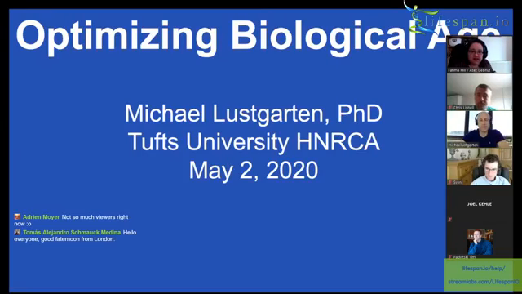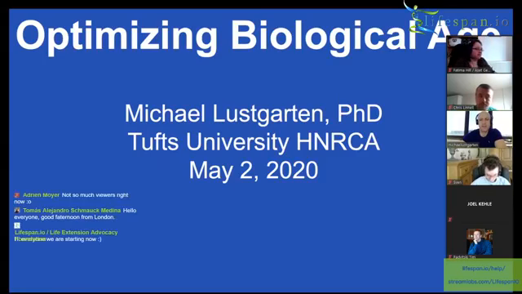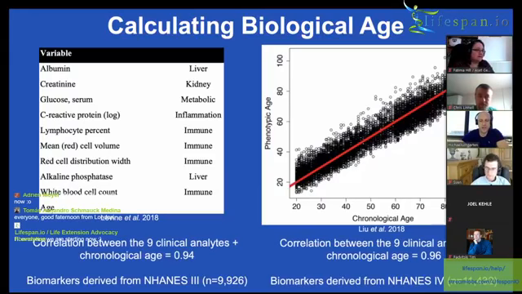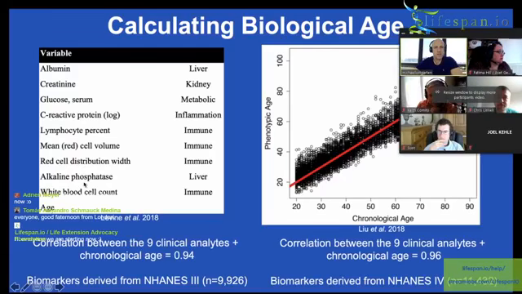I'm a scientist at Tufts University, and today we're going to talk about optimizing biological age. The biological age calculator that I'm going to talk about today is Levine's phenotypic age, and what that comprises are 9 clinical variables, shown here, including albumin, creatinine, serum glucose, inflammation, C-reactive protein, the percentage of lymphocytes of total white blood cells, the average red cell volume, red cell distribution width, alkaline phosphatase, white blood cell count, and age as the 10th variable.